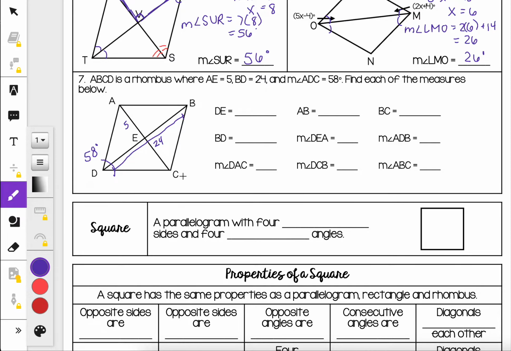So first thing I want to find is DE. So if my whole diagonal is 24, I know that the diagonals bisect each other. So DE is going to be 12 and EB is going to be 12. So I'm going to put that in for both of them.